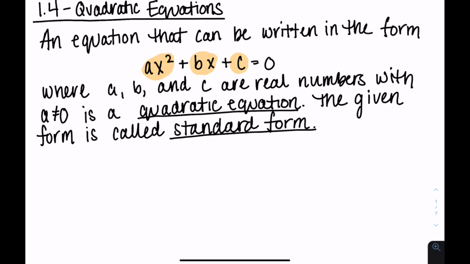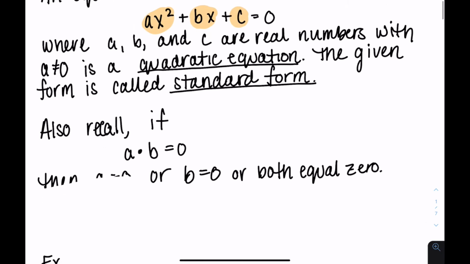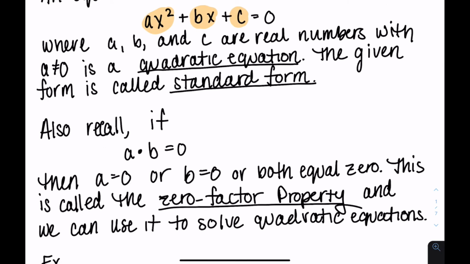So this is going to be our goal: how do we solve problems of this type? And this specific form where you have everything on one side equaling 0 is called standard form. A property we're going to use really frequently is if you have a times b equal to 0, that's going to force one of those to be 0. Either a itself is 0, b is 0, or they both could be 0. This is our zero factor property, which we're going to utilize to solve these equations.